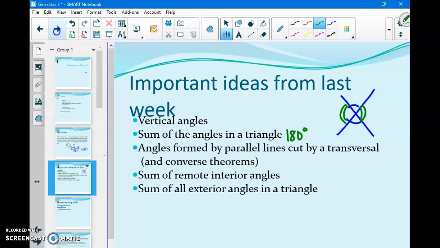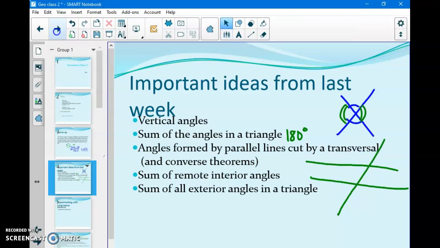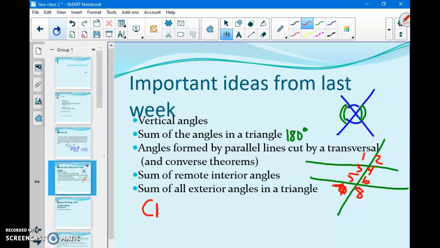Angles formed by parallel lines and a transversal. Let's see if we can do a little bit of labeling here: 1, 2, 3, 4, 5, 6, 7, 8. We know that corresponding angles would be, an example of that would be 1 and 5. And we also know that 2 and 6, 3 and 7, and 4 and 8 also work for that.